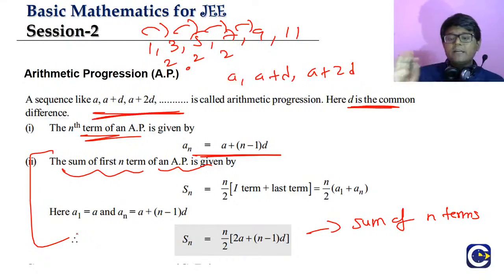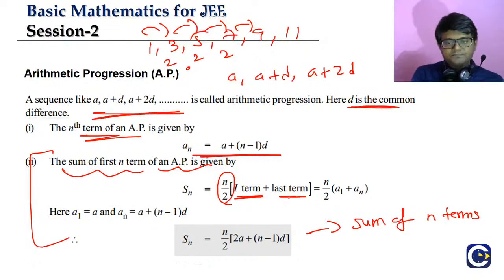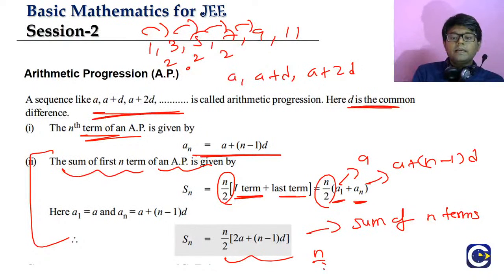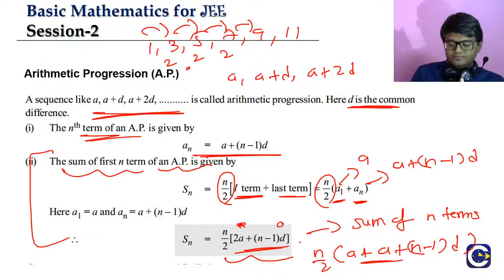The sum of n terms will be equal to n by 2 into (last term plus first term). If you represent a1 as the first term and an as the last term, what is a1? The first term, a. The nth term is a plus (n minus 1) into d. So what will be the overall formula? n by 2 into a plus the last term.